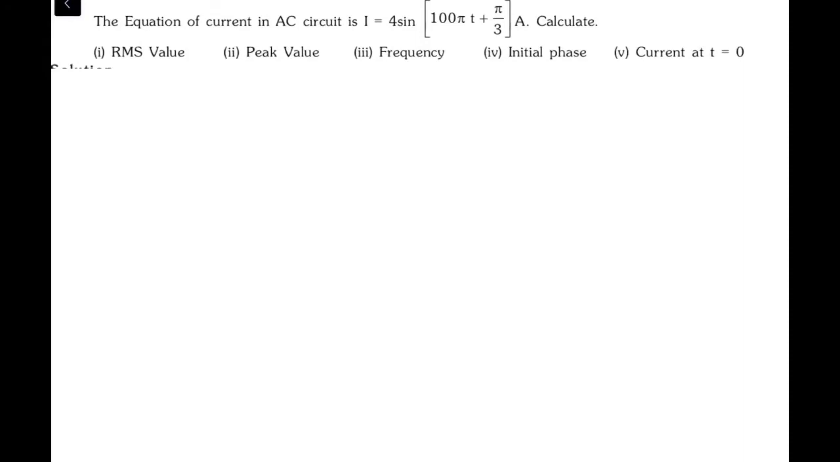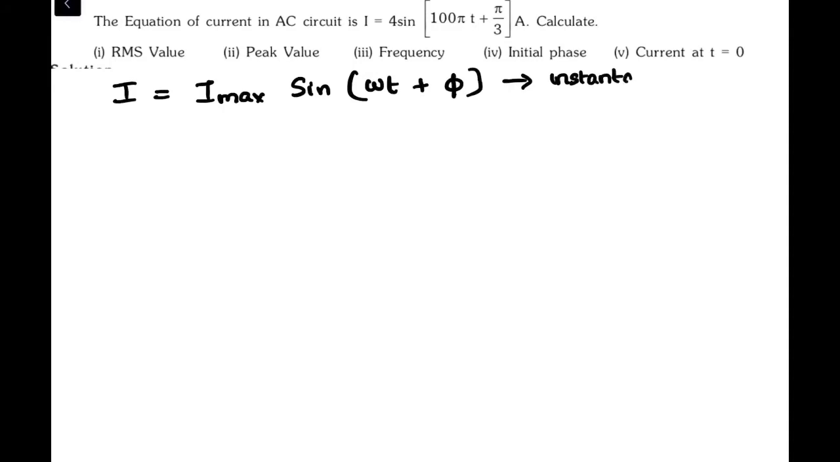So let's first initially look at the formula. I equal to I max sine (omega t plus or minus phi). This is a general equation. So what is this equation basically? This equation is the instantaneous value of the current.